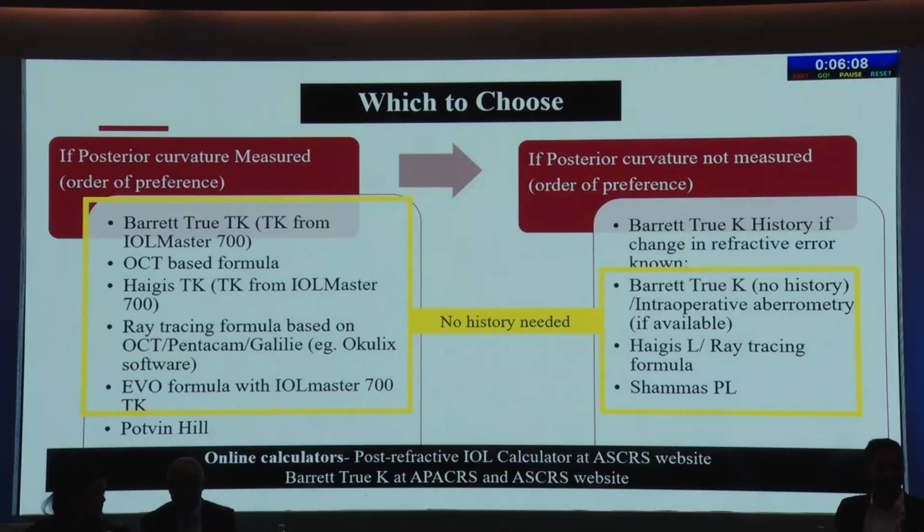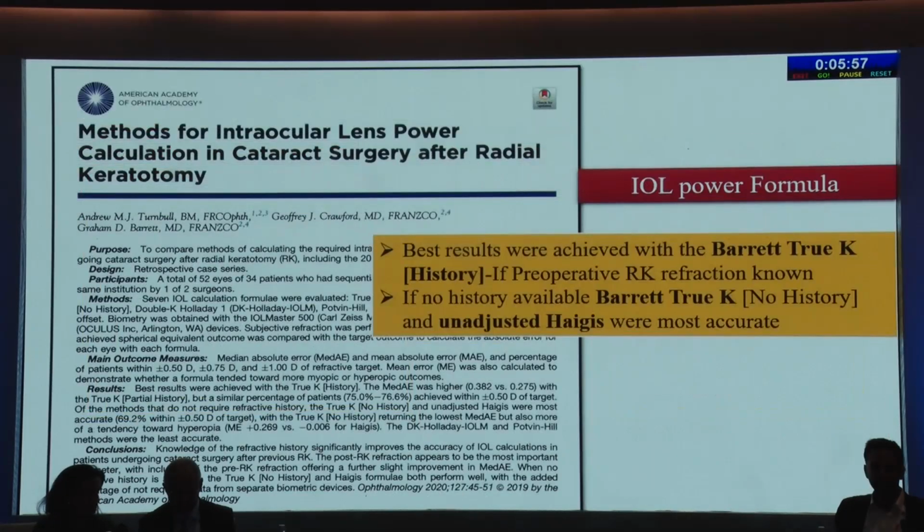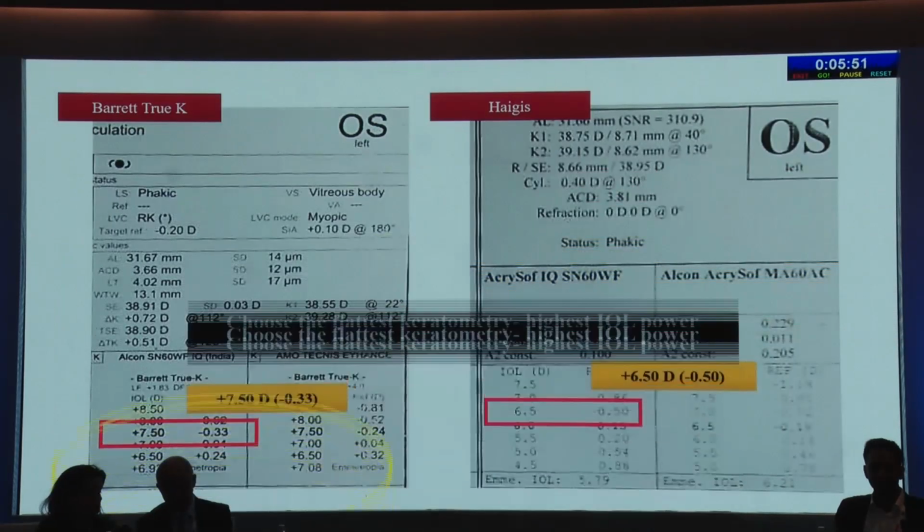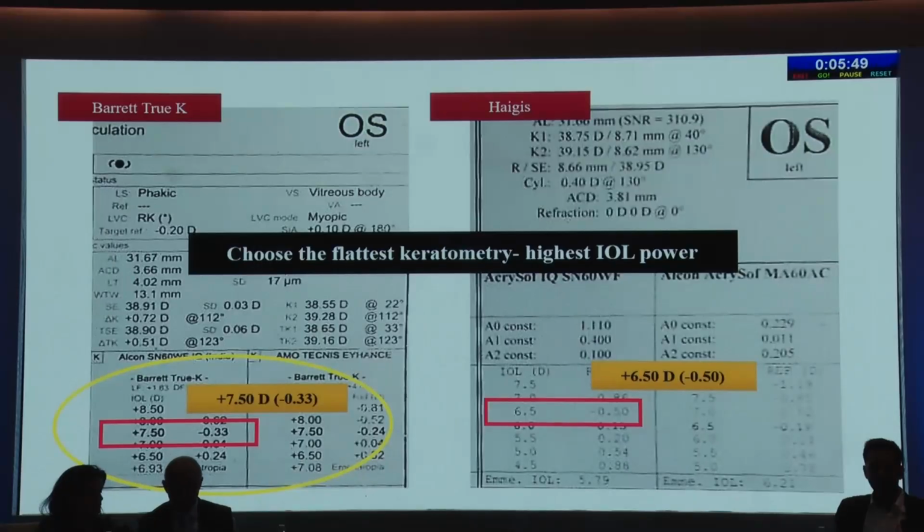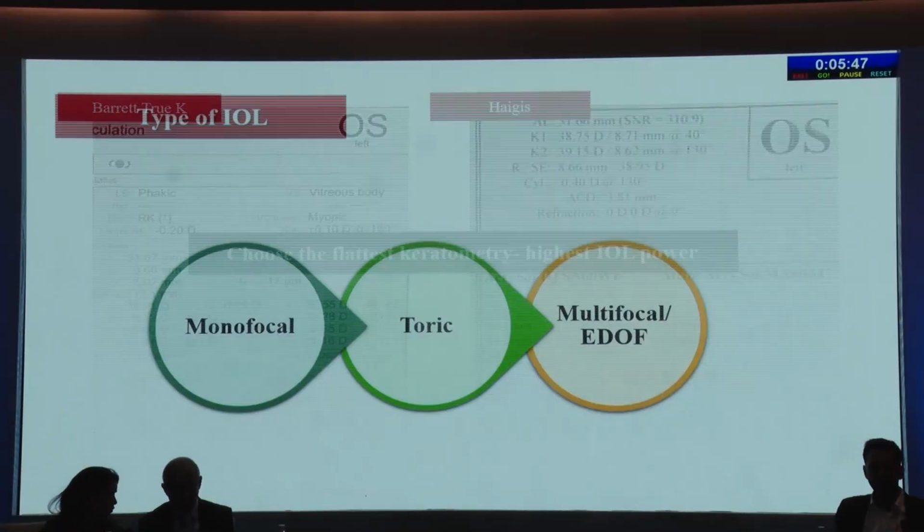You now have post-refractive IOL calculators at the ASCRS website, and Barrett True-K at APACRS and ASCRS. So this has simplified life. Just put them in the online calculators. In case of post-RK, Barrett True-K and Haigis-L are the ones that give the most accurate results. As a rule of thumb, choose the flattest keratometry and the highest IOL power.